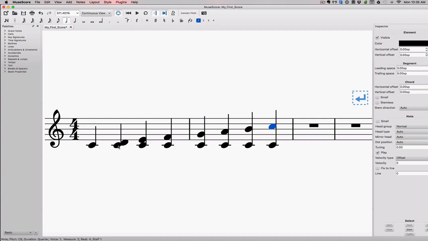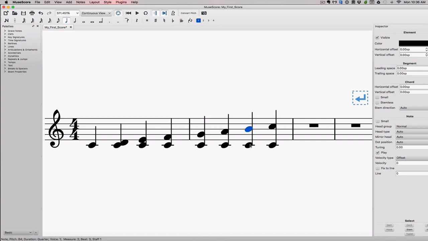But interval class 1 is minor seconds and major sevenths. So I'm not showing a minor second here, but I am showing a major seventh. So this would be our only interval class 1 that's diatonic right here. If I inverted this, it would be a B and a C, which would be a minor second.